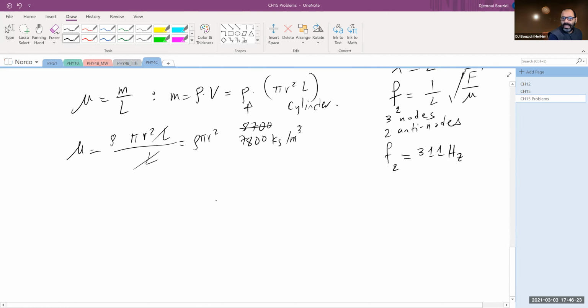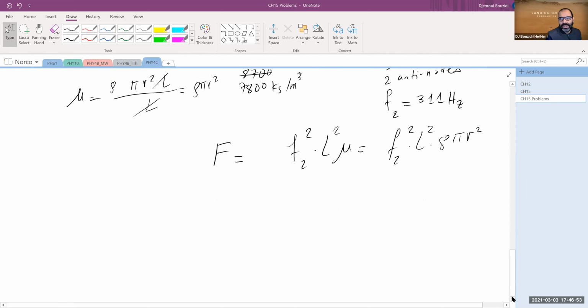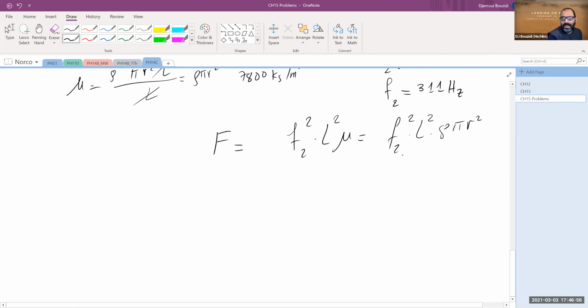From these equations, you can clearly see that the force is equal to F2 squared times L squared times mu, and you just plug in the numbers, okay? So in this case, F2 squared times L squared times mu, and mu is rho times pi times r squared. The reason why I'm interested in the value is because I need to make sure that it's within a ballpark, okay? So I'm going to estimate things.